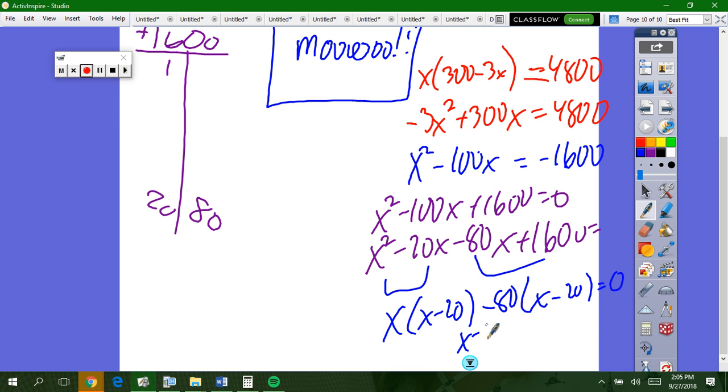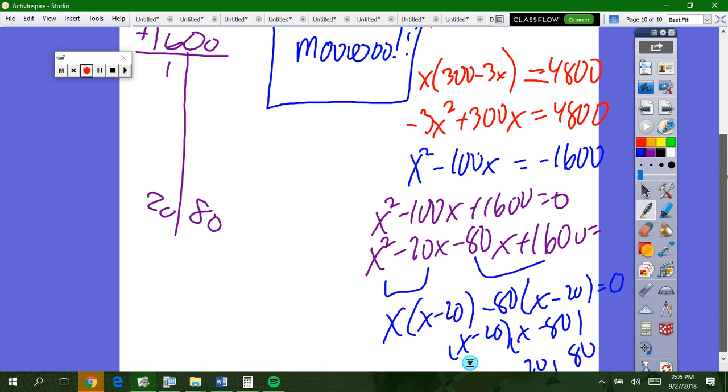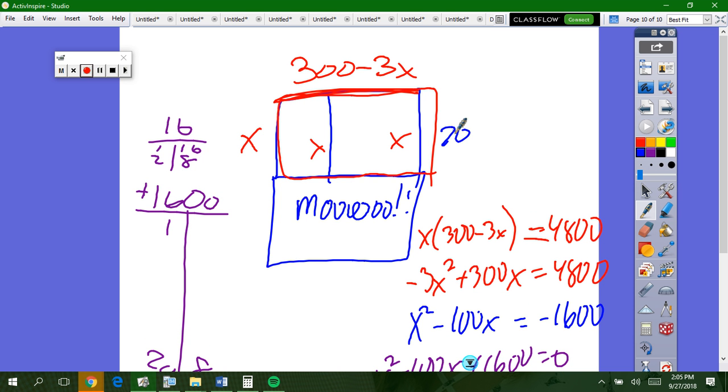So x minus 20 and x minus 80. Are they both okay to be 20 and 80 for my x value? Because they're not negative, are they? So what's my width? Let's go back up here. If he's 20, he's 20, he's 20, how much should I just take off 300? 60, so 300 minus 60 is 240. And is 20 times 240 4,800? It is. What else could it have been, though? Could have been 80, couldn't it?